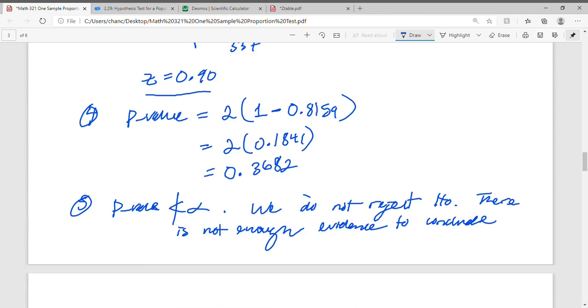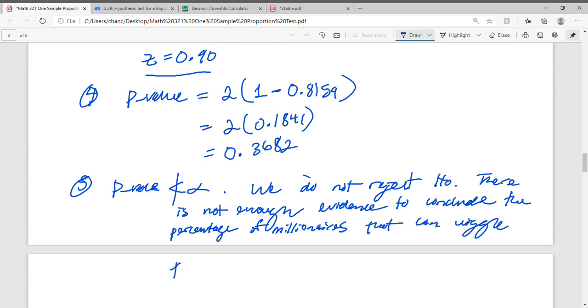There is not enough evidence to conclude the percentage of millionaires that can wiggle their ears is not equal to 18%. We do not reject the null hypothesis.